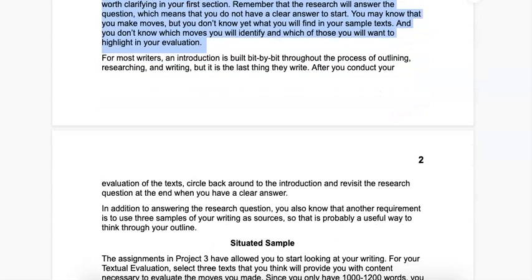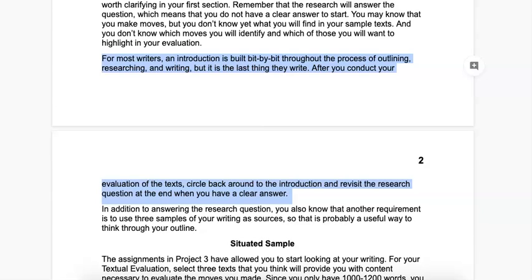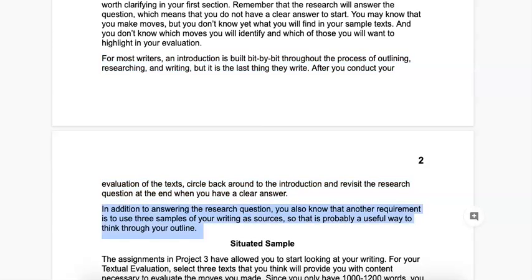For most writers, an introduction is built bit by bit through the process of outlining, researching, and writing, but is the last thing they write. After you conduct your evaluation of the text, circle back around to your introduction and revisit the research question at the end when you have a clear answer. In addition to answering the research question, you also know that another requirement is to use 3 samples of your writing as sources, so that is probably a useful way to think through your outline.